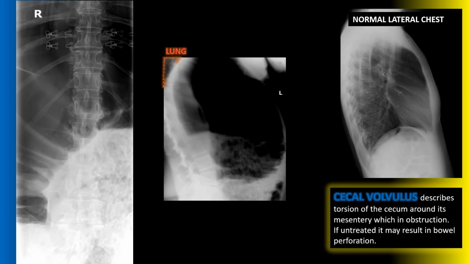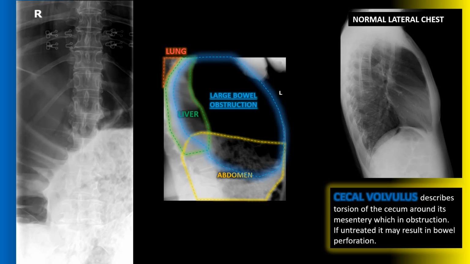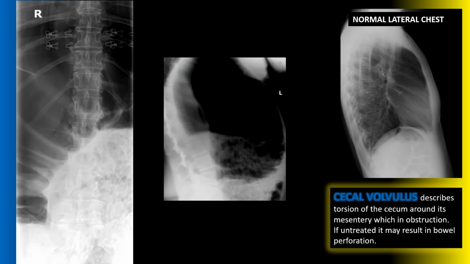So you can actually see the lung is all the way in the top corner. The liver shadow is being pushed posteriorly, and then all of the abdominal contents are being pushed down by this large bowel obstruction, pushing everything out of the way. This type of bowel obstruction is an immediate medical emergency.